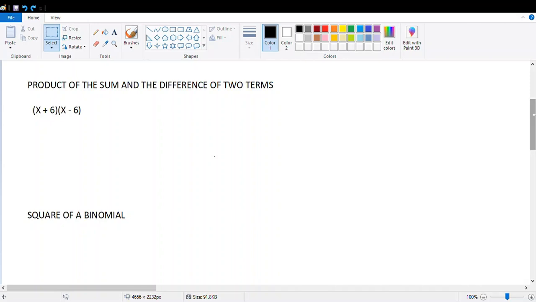Then it must be exactly the same binomial and each term of the binomial exactly in the same position. Then as we can see here, x is the first term in both parentheses and 6 is the second term in both parentheses. That's the mandatory condition. When this happens, then we can use this method. And this method is really simple. Then what is the method?